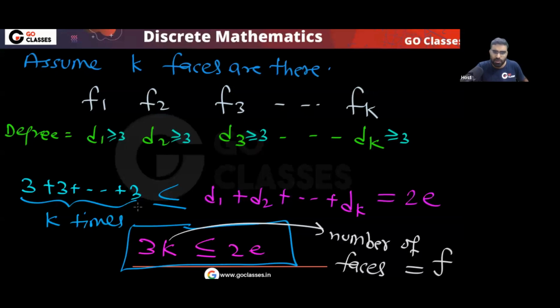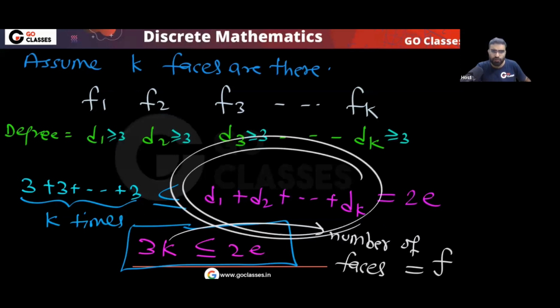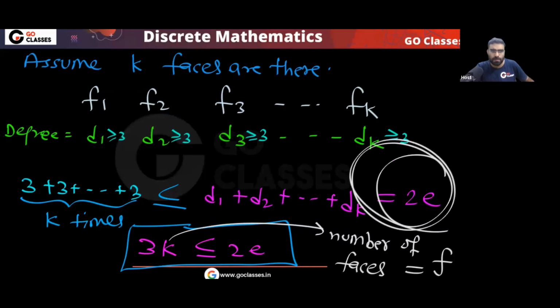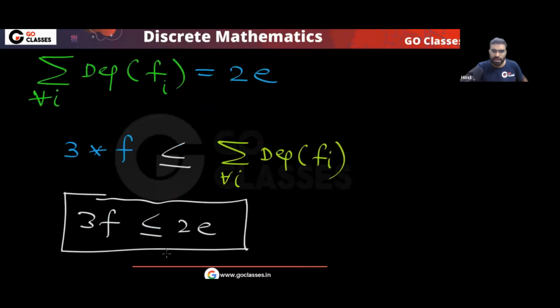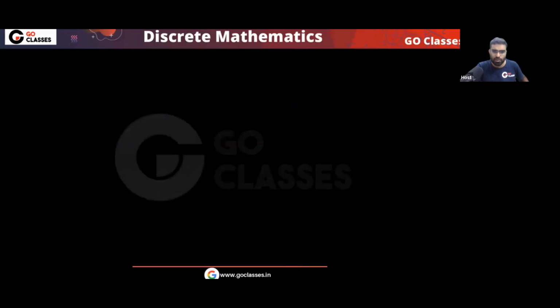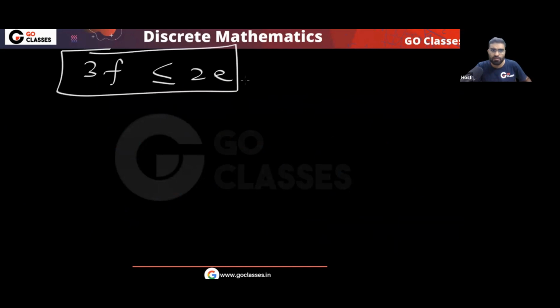So finally, what equation did I get? I got this equation: 3 into k is less than or equal to the total degree of faces. The total degree of faces is 2e. So I can say 3 into k is less than or equal to 2e, and this k is the number of faces. So finally, I can say that 3 into f is less than or equal to 2e. Remember what we got: 3 into f is less than or equal to 2e.